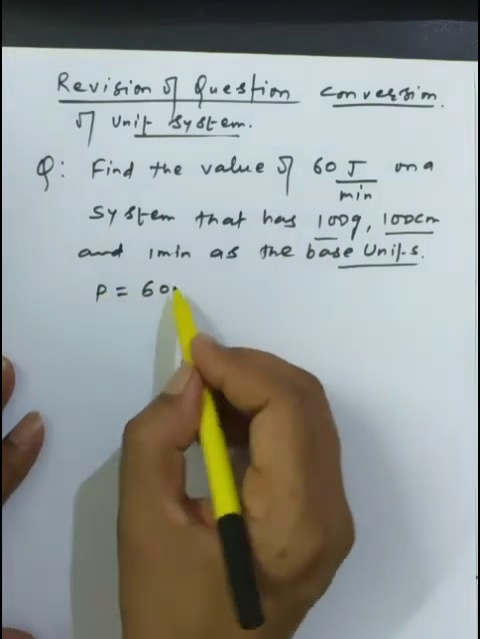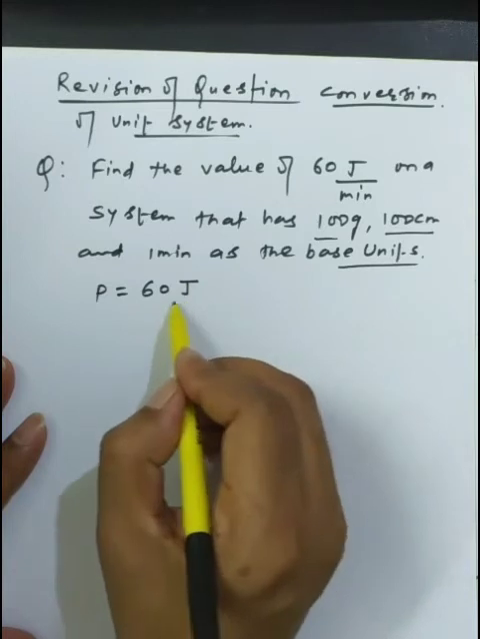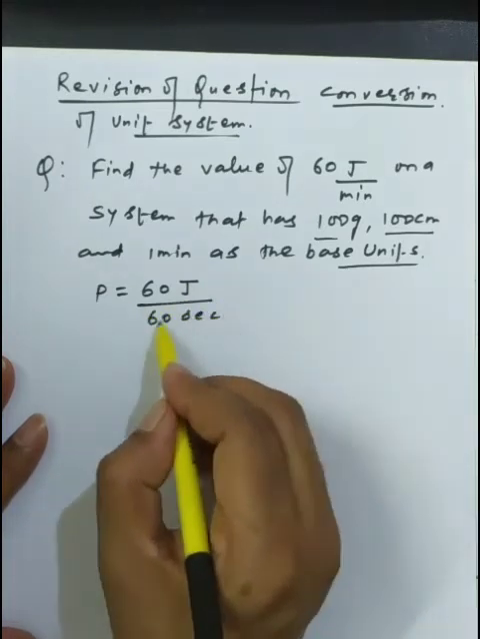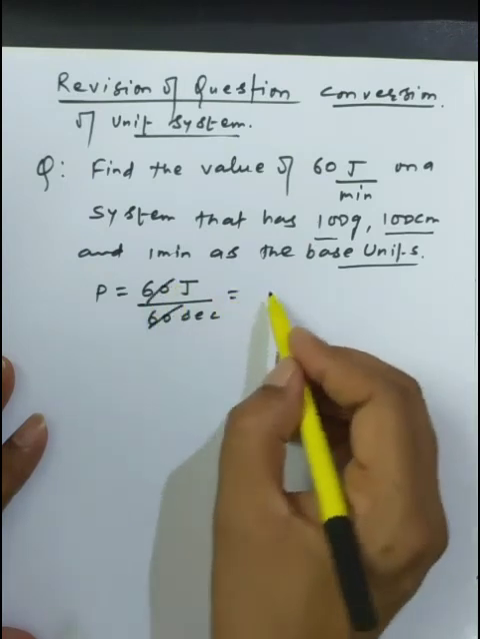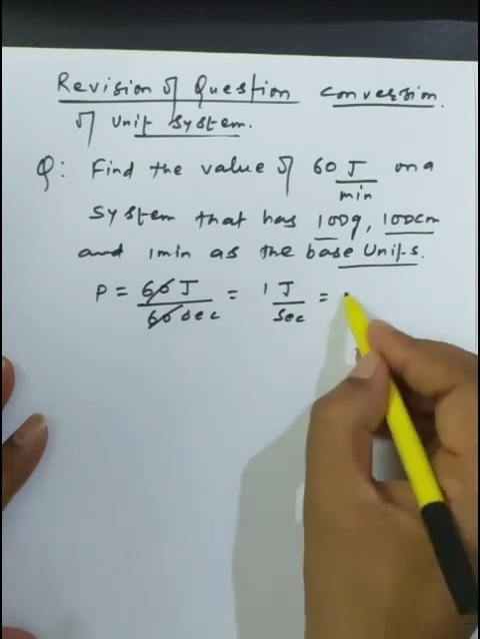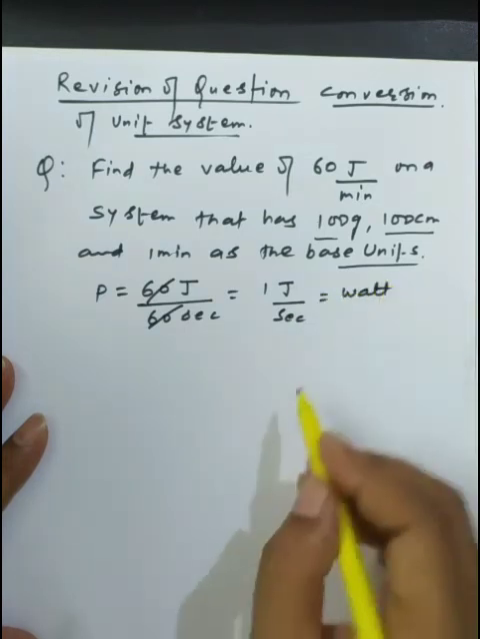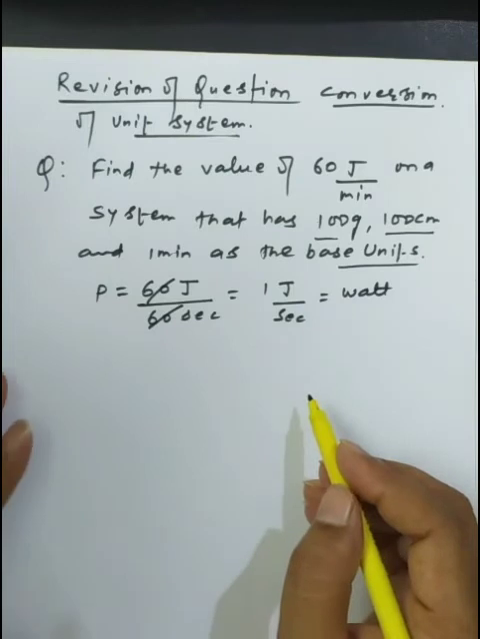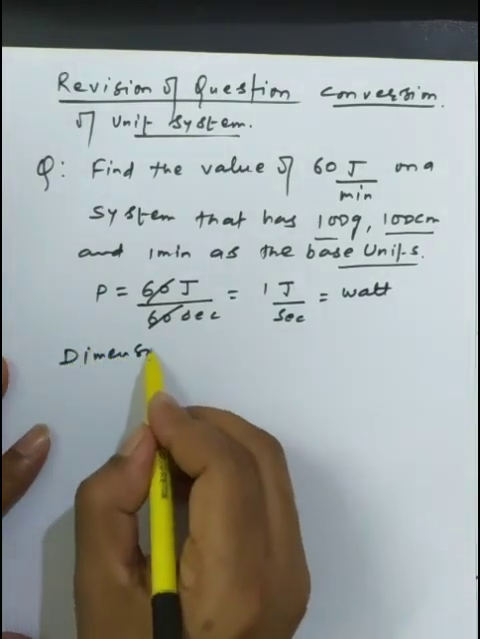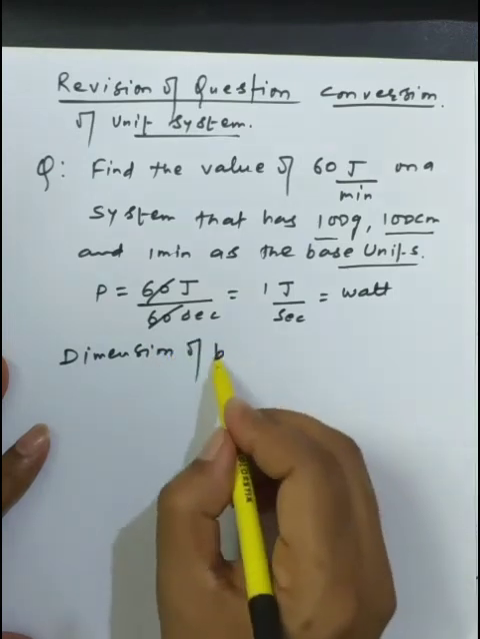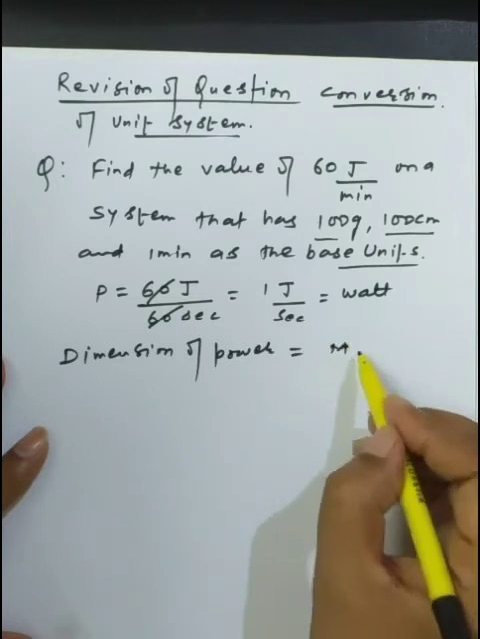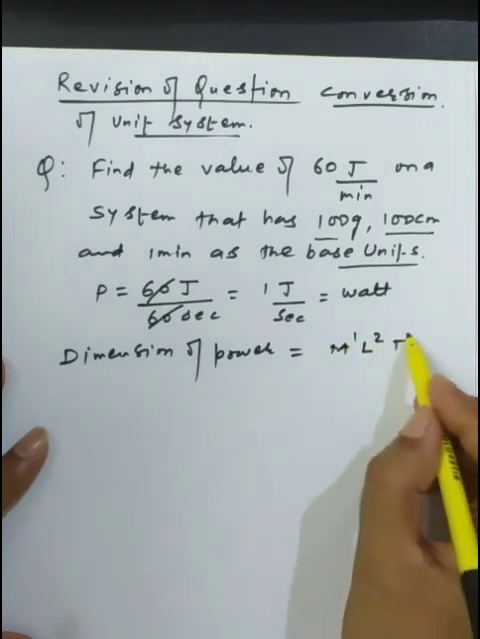We know power means joule upon second. As we are converting the minute into second, so joule upon 60 seconds, that is 1 joule per second, and joule per second is stated as a watt. Okay, so we got the idea of which kind of quantity it is, and we know the dimension of power. Dimension of power will be M1 L2 T minus 3.